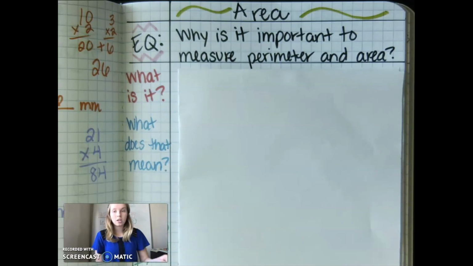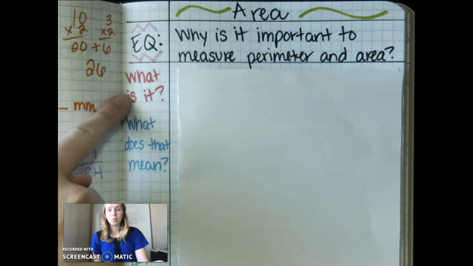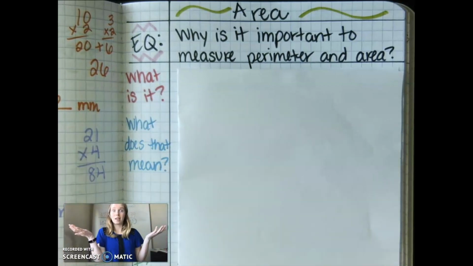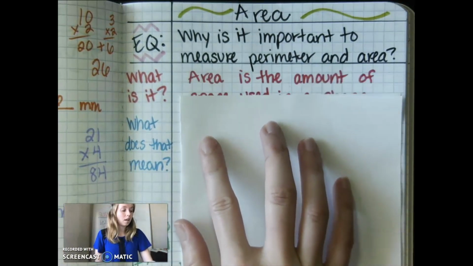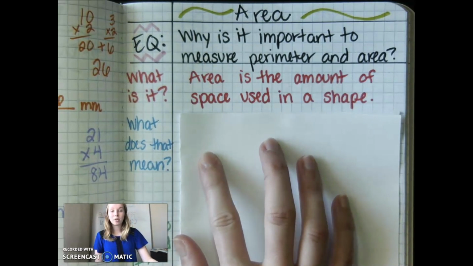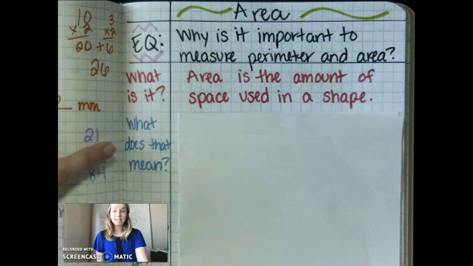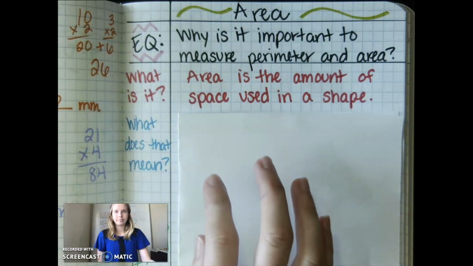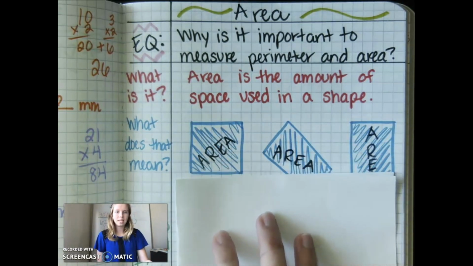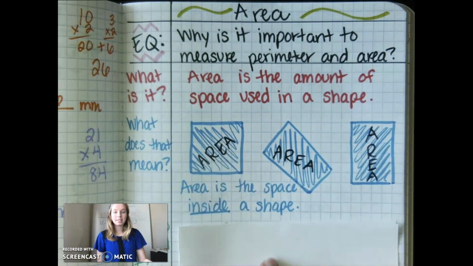The first part of the notes is, what is it? So what is area? Well, area is the amount of space used in a shape. So really that's kind of the inside of the shape. I'm going to show you exactly what that means in the next part of the notes, because the next part of the notes says, what does it mean? Well, it means that area is the space inside a shape.